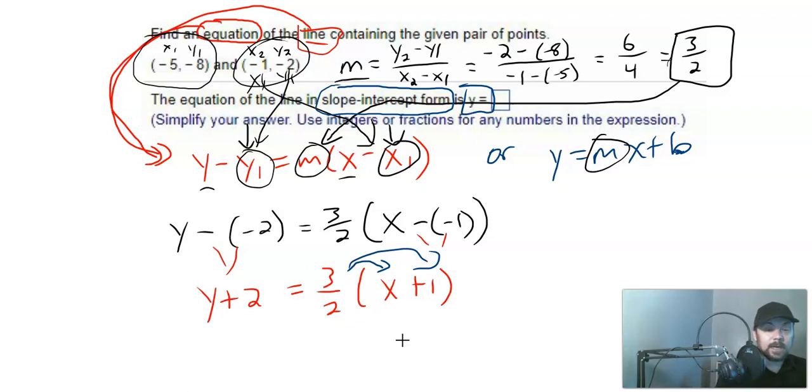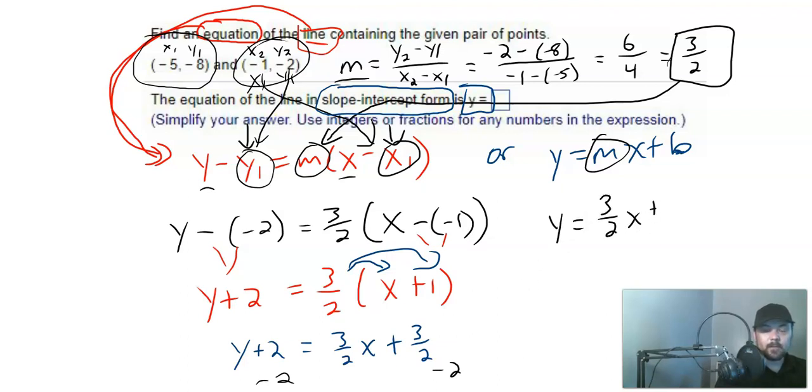So before I subtract the 2 over here, let's go ahead and distribute the 3 halves. I get y plus 2 equals 3 halves x plus 3 halves times 1, which will be 3 halves again. Then to get y by itself, I'll subtract the 2 to the other side. So I end up with y equals 3 halves x plus 3 halves minus 2.